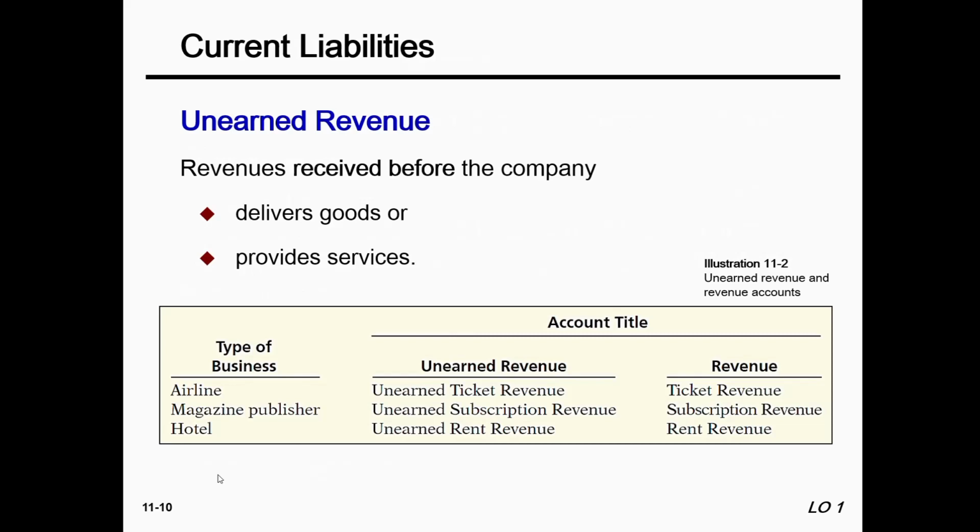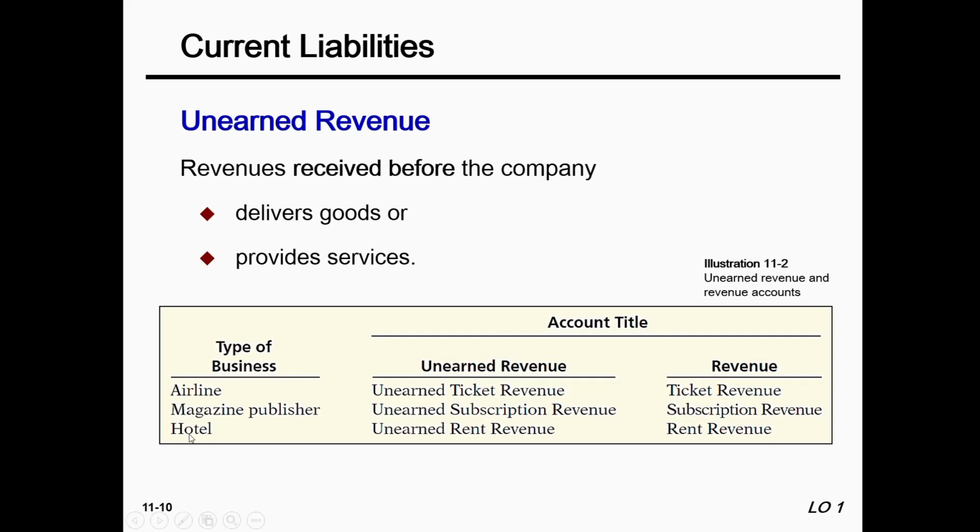This revenue becomes a liability for the company until the company delivers the product or renders the services to the clients. So revenue received before the company delivers the goods or provides the services is known as unearned revenue, because you did not earn it yet.